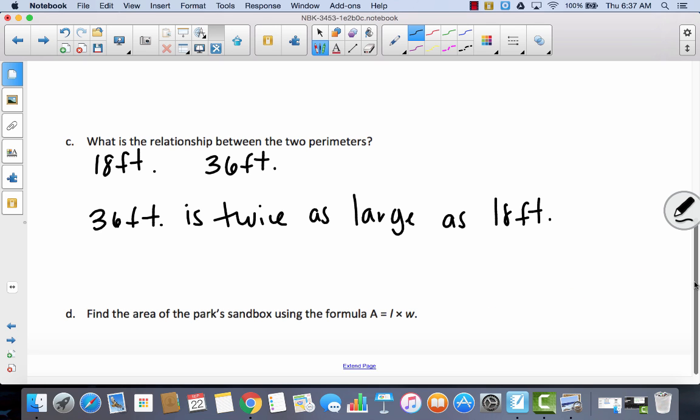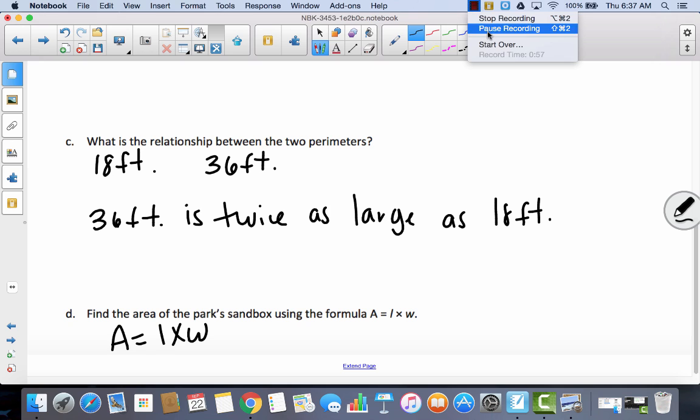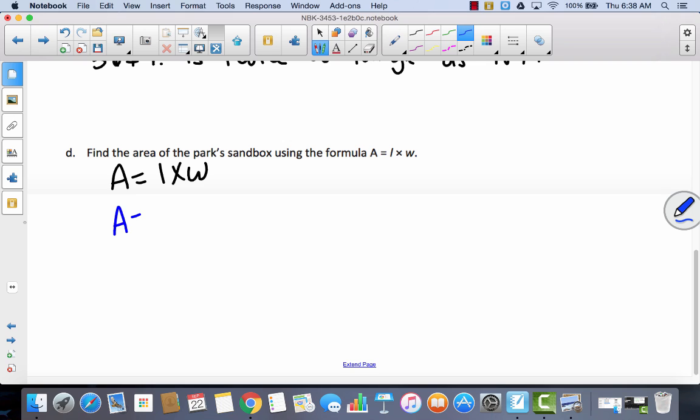All right, so now we're going to find the area of the park sandbox using the formula length times width. So now remember that the park sandbox, let's think about the dimensions that we have. We have area equals length times width, and remember that we had a length of 8 and a width of 10. Okay, so I want you to think about what is 8 times 10? Well, that would be 80, right? So when we do area, we use square feet. So the area of the park sandbox is 80 square feet.